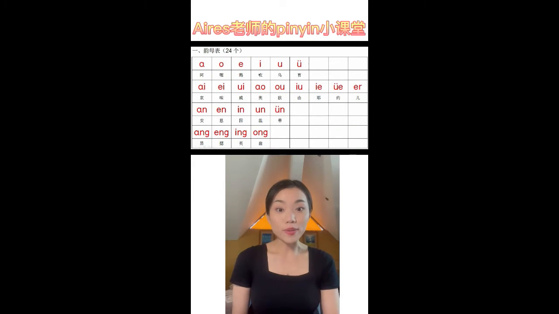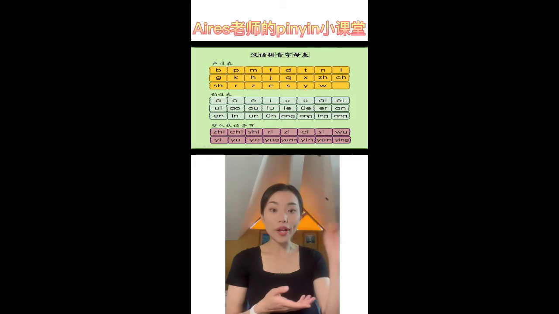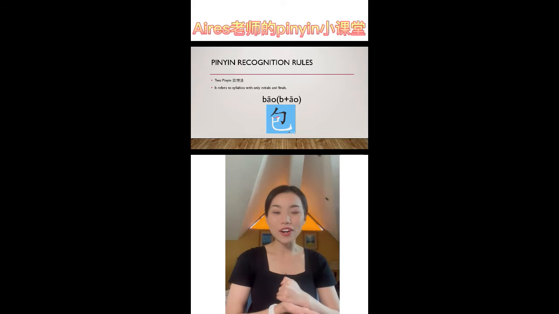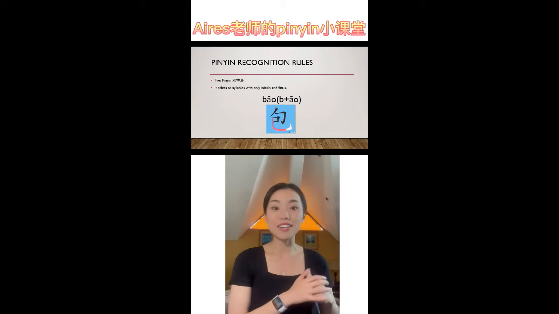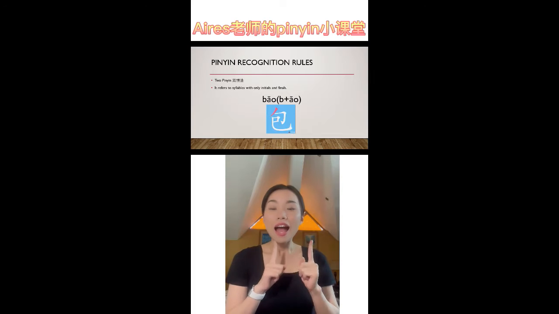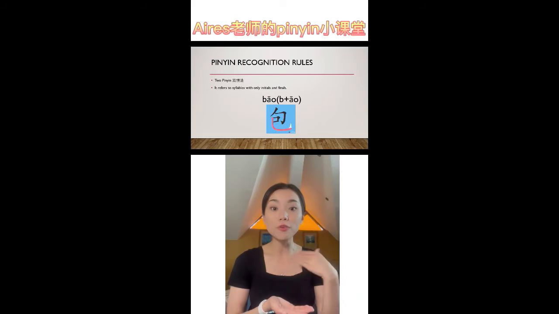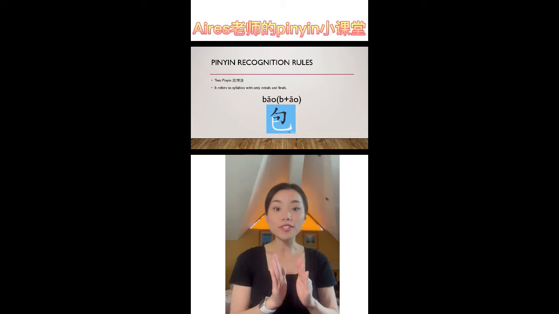Here we have some finals, okay? This is important as well. Here we have the whole pinyin, that is a pinyin table, okay? Now, that is the knowledge we are going to learn today. We have some different types of rules to spell pinyin, okay? And first, I will introduce you guys to this one.